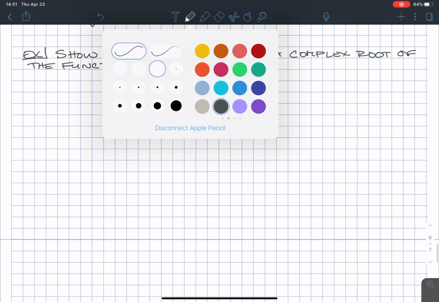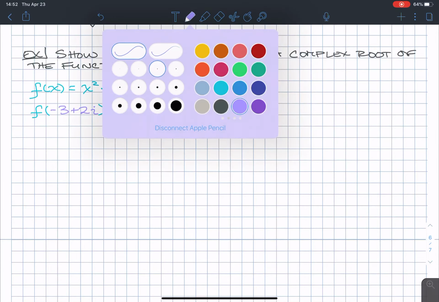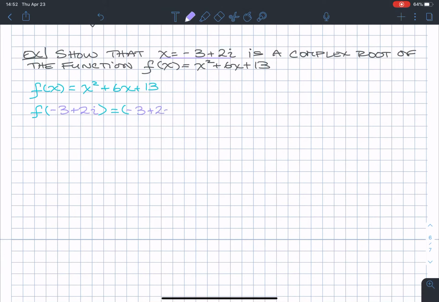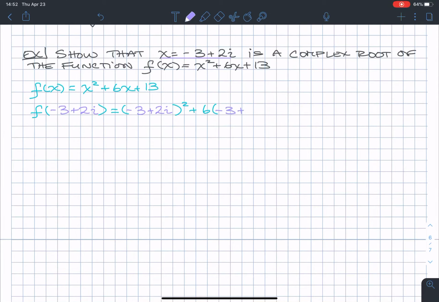Okay, so in order to be a root of a polynomial function, that means that when I plug it into the function, I get 0. So here's my function. f of the root negative 3 plus 2i will be quantity negative 3 plus 2i squared plus 6 times the quantity negative 3 plus 2i plus 13.